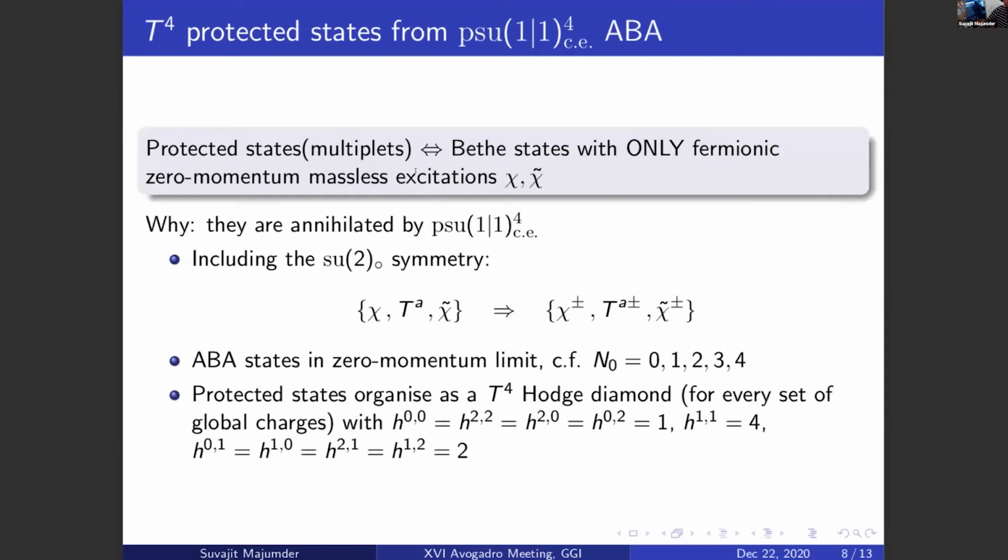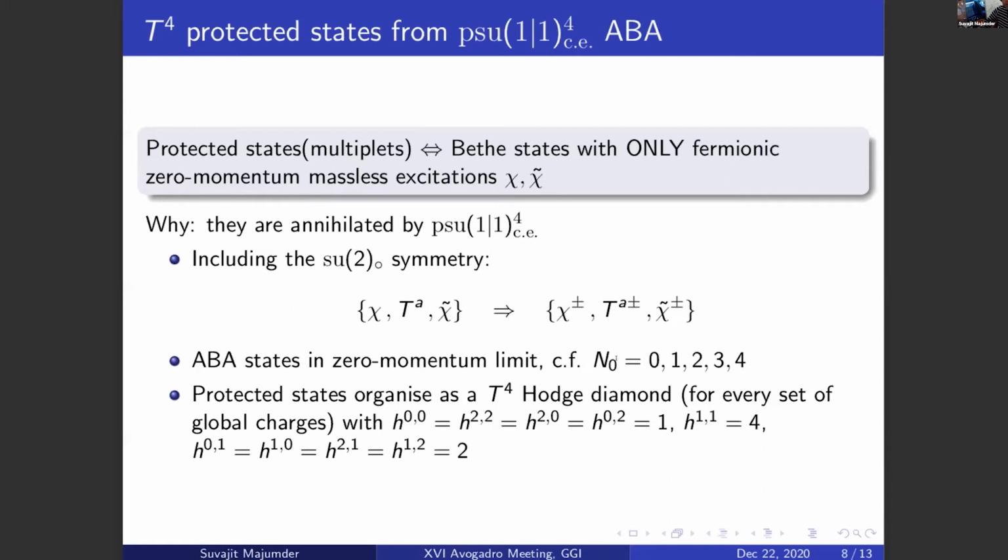What turns out is if we restrict to the zero-momentum limit of the Bethe states, then that corresponds to, first of all, the impurities at the sites going to minus infinity, and restricting to fermionic modes only. Then the states that we get correspond to protected multiplets of the theory. Why? Because they are annihilated by the centrally extended PSU(1|1)^4 algebra. Now, if we need to write down all the protected multiplets, we need to include this SU(2) circle symmetry, and that gives us an extra level on the massless basis that we had written previously.